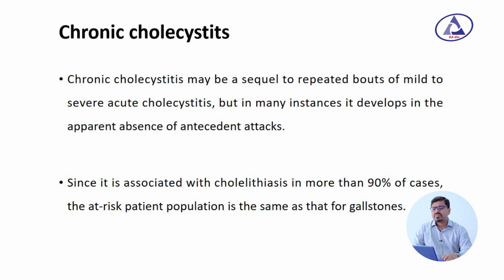Chronic cholecystitis. Chronic cholecystitis may be a sequela to repeated bouts of mild to severe acute cholecystitis, but in many instances it develops in the apparent absence of antecedent attacks. Since it is associated with cholelithiasis in more than 90% of cases, the at-risk patient population is the same as that for gallstones.